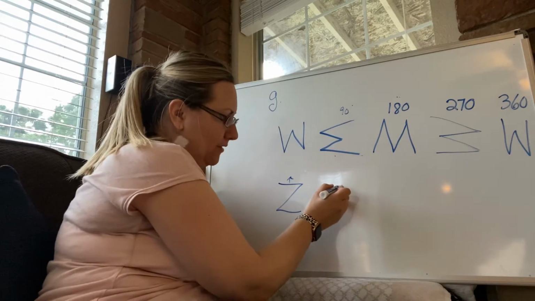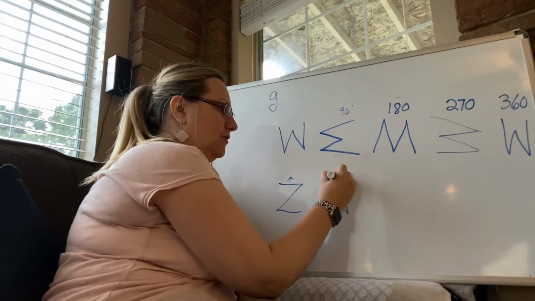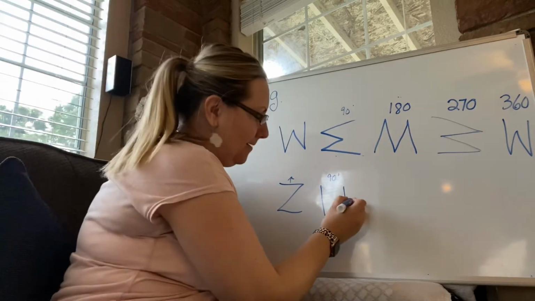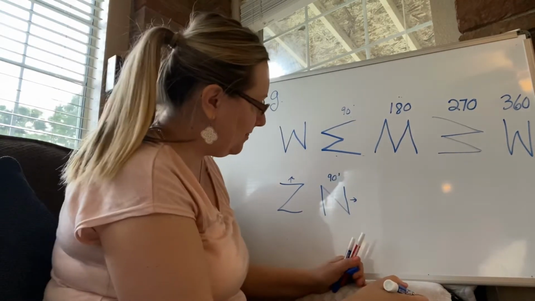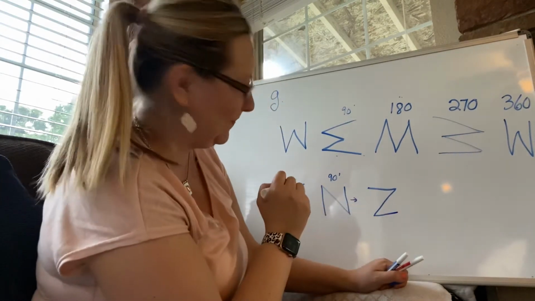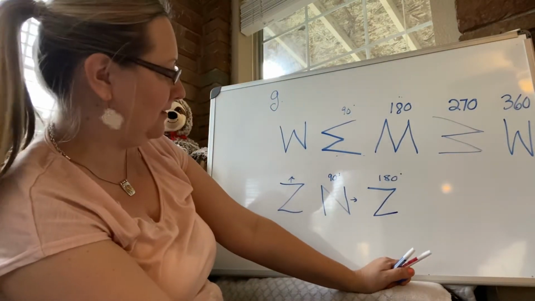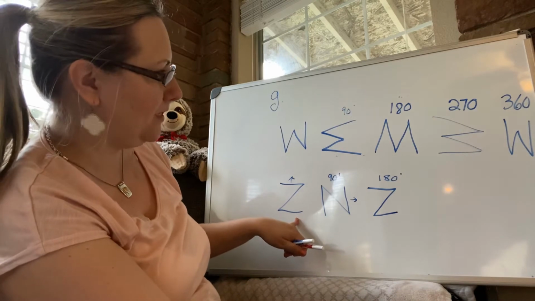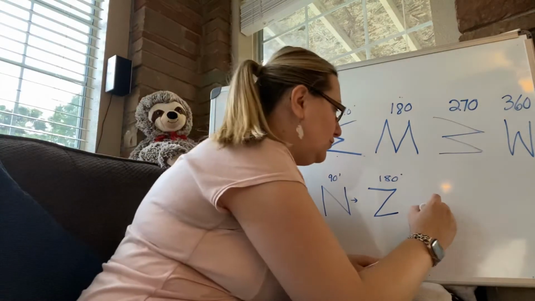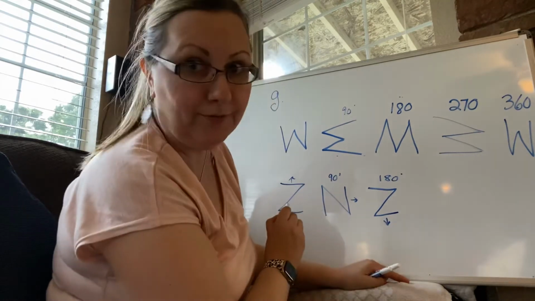Okay, now I'm going to turn it 90 degrees. And here it is, the first turn to the right. Okay, so now this is the top of my Z. And then I'm going to turn it completely upside down, which is at 180 degrees. And look what just happened. Looks exactly the same. So does it have rotational symmetry? It does.